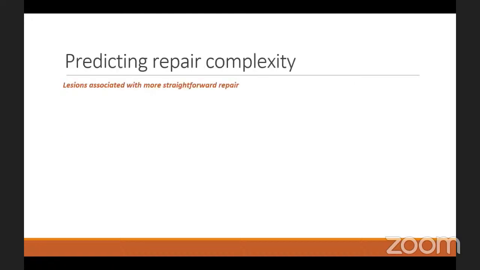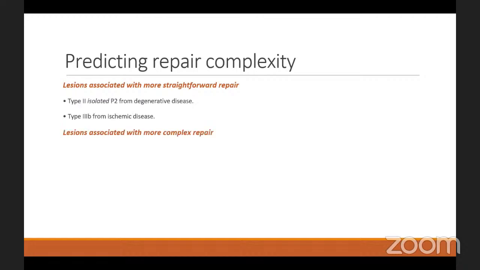So predicting repair complexity preoperatively with the echo, when you see the echo, you know that this is going to be a simple repair or a complex repair by few steps. Lesion associated with straightforward repair is a type 2 isolated P2 from degenerative disease, which is our case today, and type 3 from the ischemic disease.